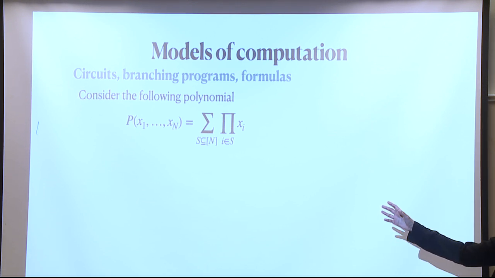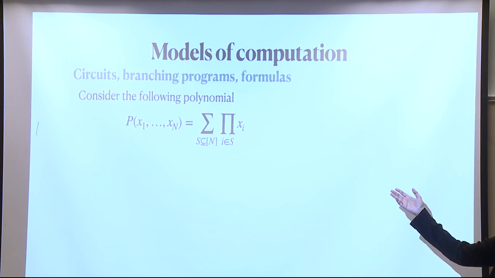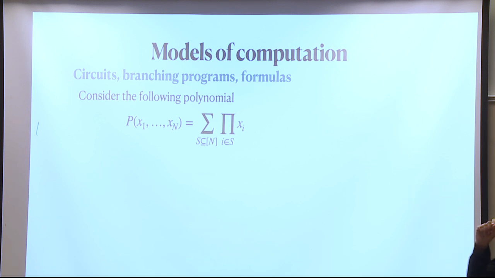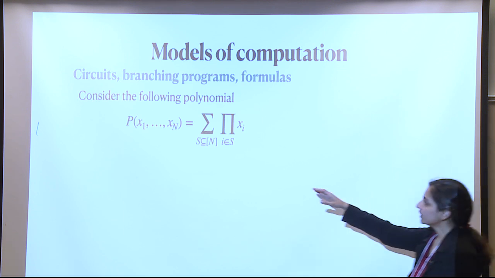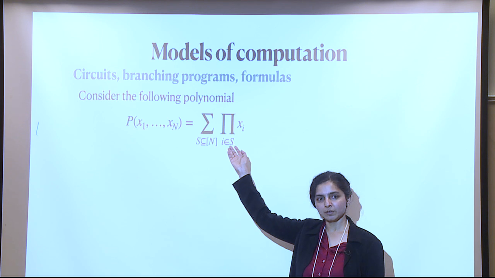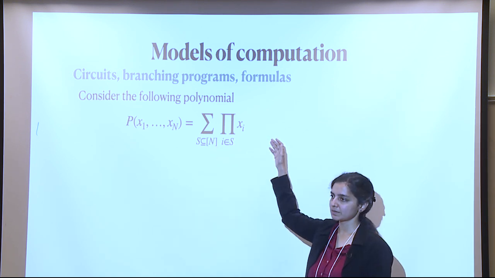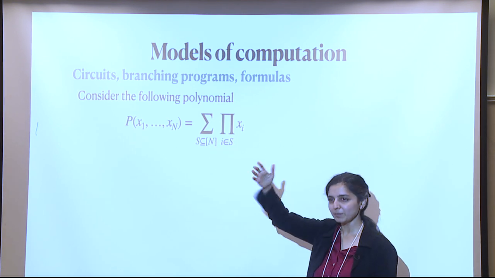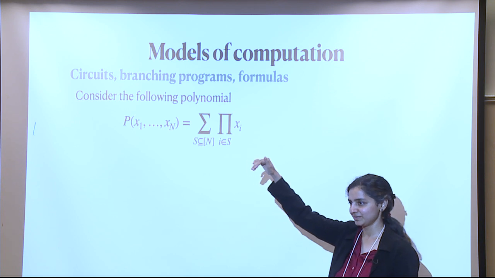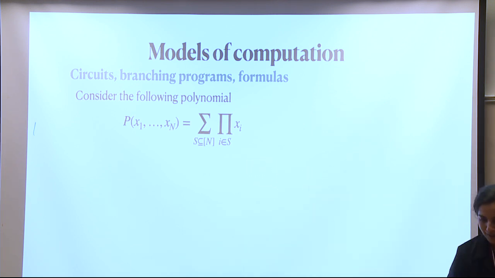What's this polynomial? You take every subset of the universe, and for every subset, you multiply out the variables indexed by the set. Add all of them together, and that's your polynomial. This is often known as the monomial representation, a sum of monomials. Every polynomial has this representation, always.